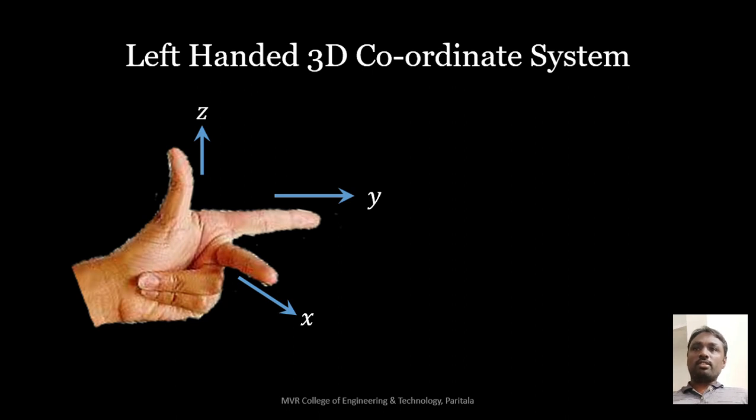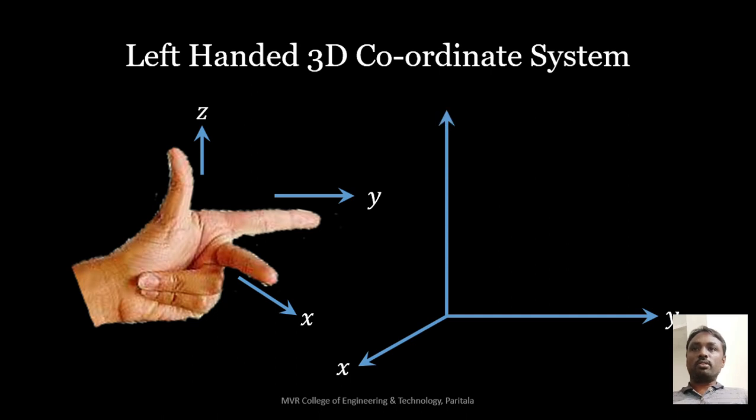The middle finger is actually pointing toward you. It is not possible to draw a line toward your direction, so I have given some inclination toward your left side. That is how we draw the coordinate system: the x-axis towards your left side, while the y-axis and z-axis stay the same. It is not possible to draw the x-axis directly toward you. So this is the left-handed 3D coordinate system, and we are using this one now.